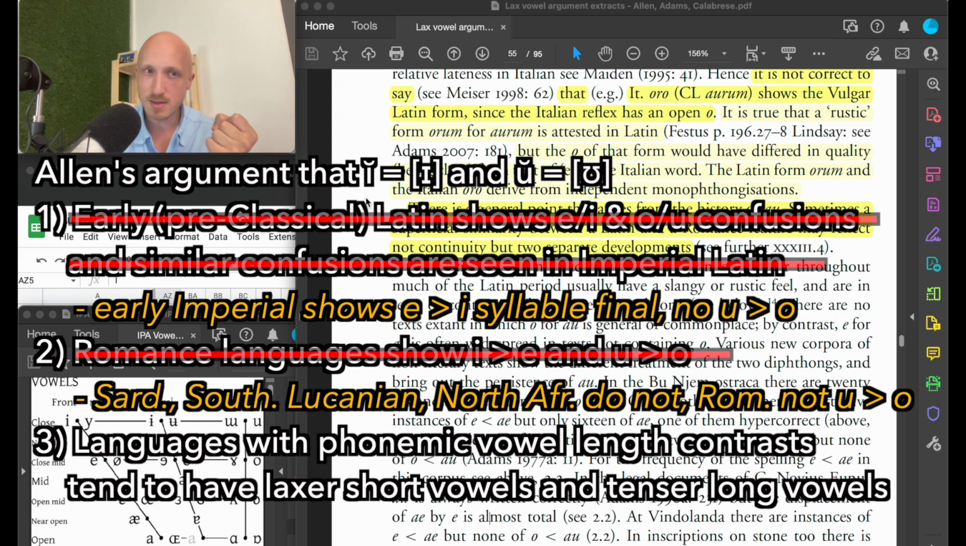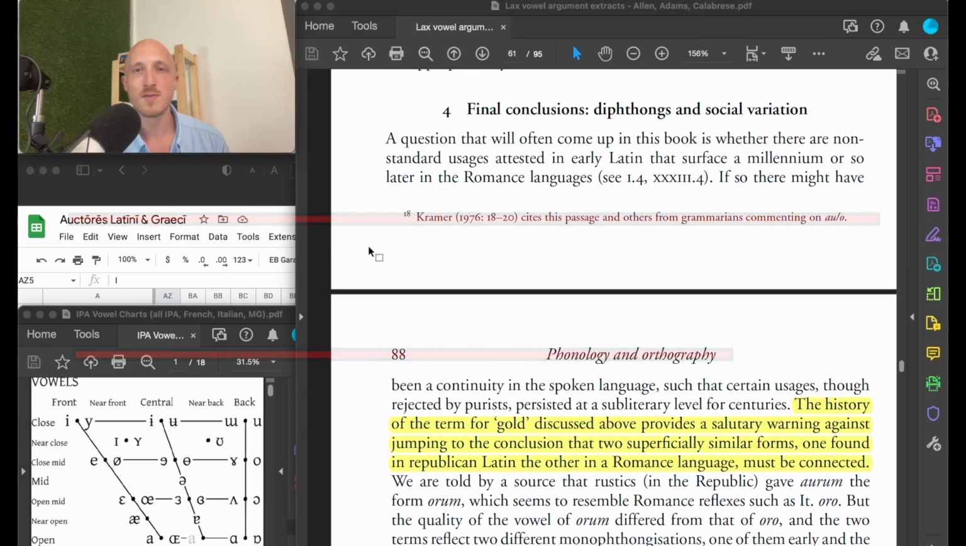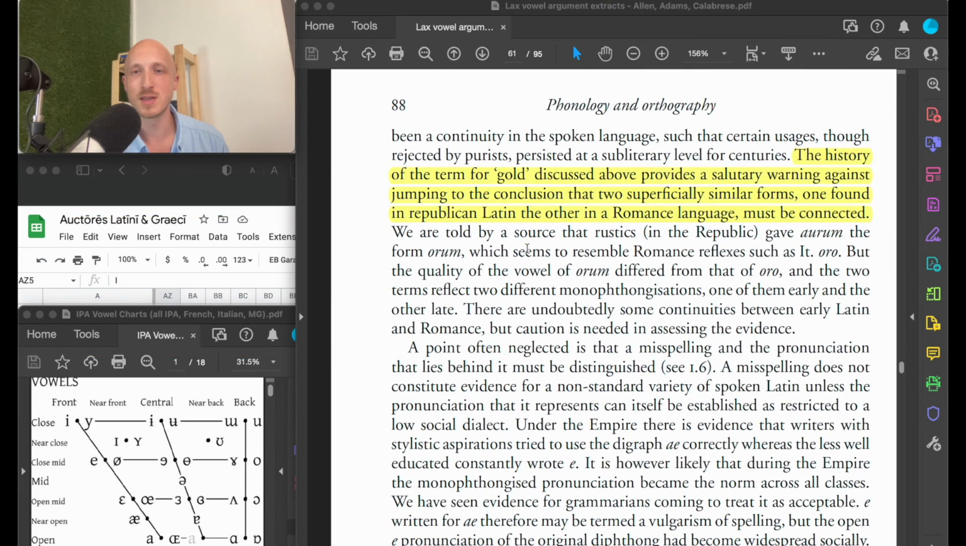Unless he's right that languages with phonemic vowel length just demonstrate more centralization for the short variants and more periphery for the long variants.